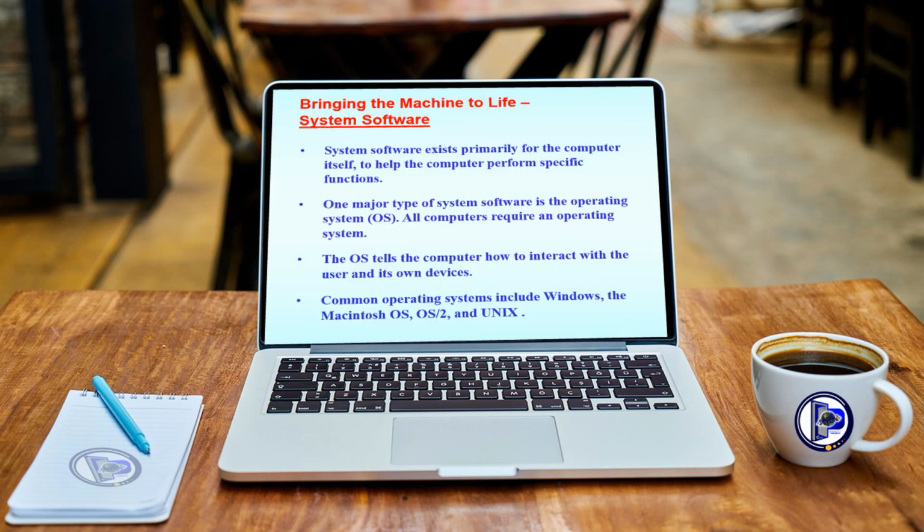System software exists primarily for the computer itself, to help the computer perform specific functions. One major type of system software is the operating system, OS. All computers require an operating system. The OS tells the computer how to interact with the user and its own devices. Common operating systems include Windows, the Macintosh OS, OS/2, and Unix.